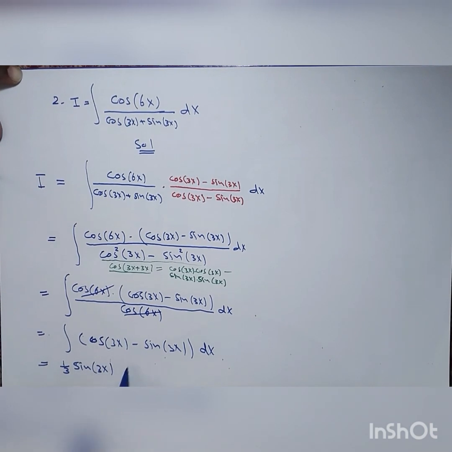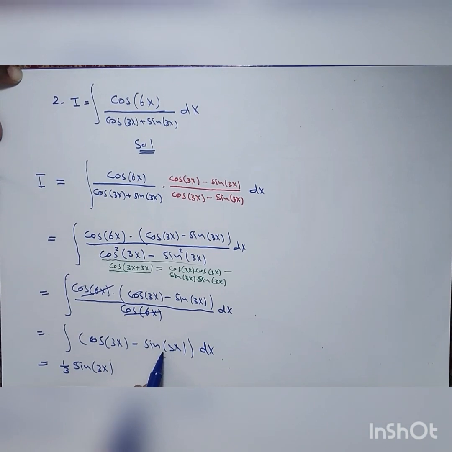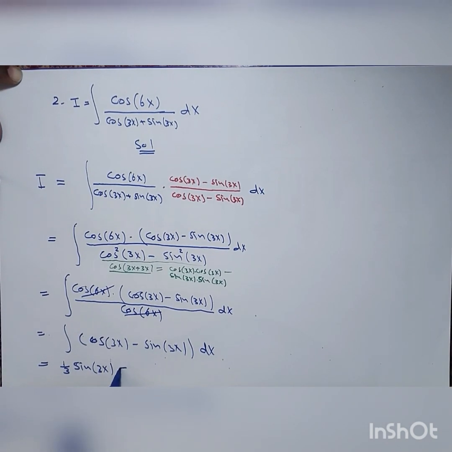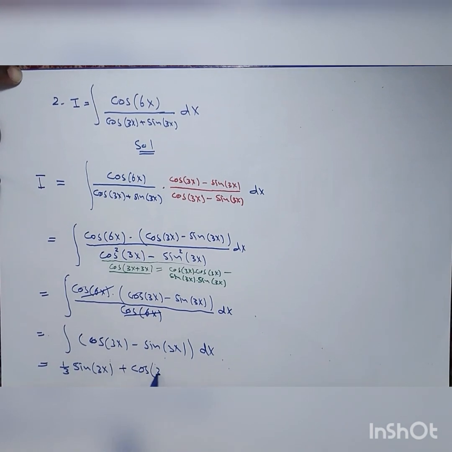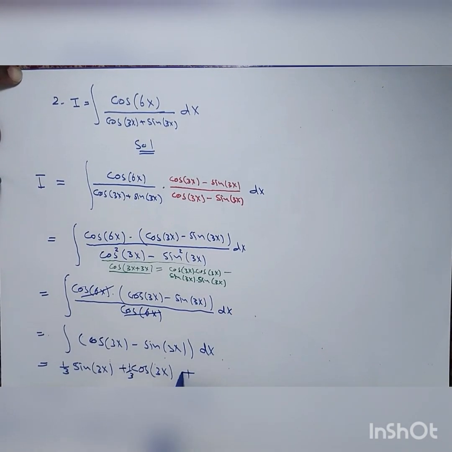And now the integration of negative sine is cosine, because when we differentiate cosine, we get negative sine. So here we would have cosine 3x. And here we also have a constant, so plus a constant.